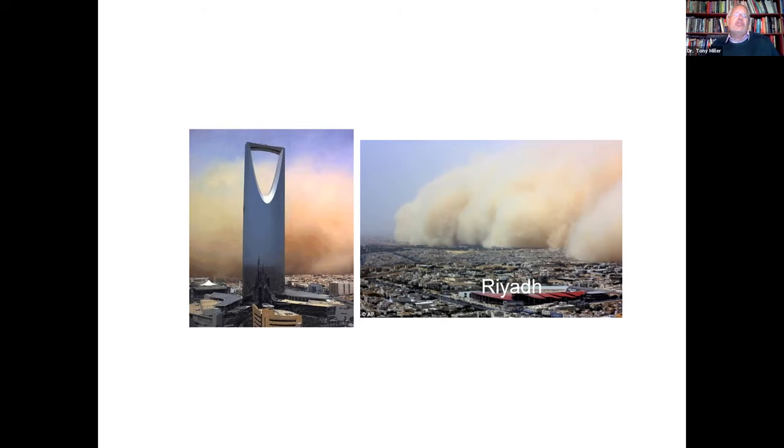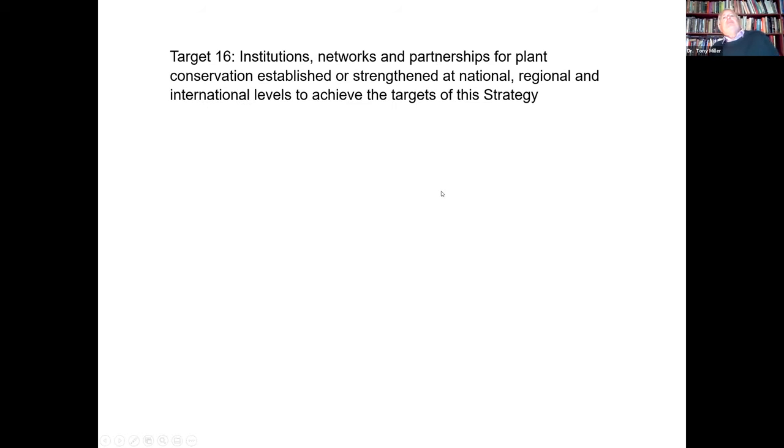The solution, of course, is regional, national, and actually global. And I think this is going to be one of the important functions of the Arabian Plant Specialist Group. This is identified in Target 16, which is institutions, networks and partnerships for plant conservation established or strengthened at national, regional, and international levels to achieve the targets of this strategy. So this is very much what the Arabian Plant Specialist Group is about.